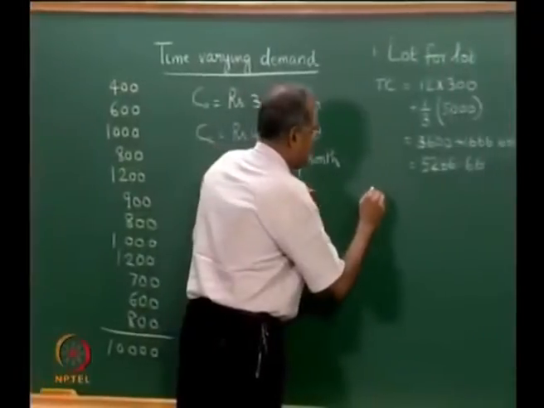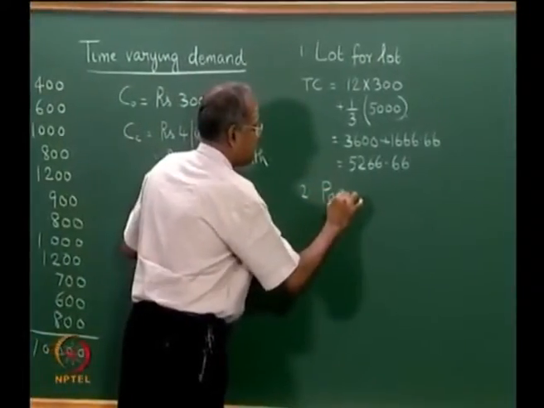Second heuristic that we will see is called part period balancing.